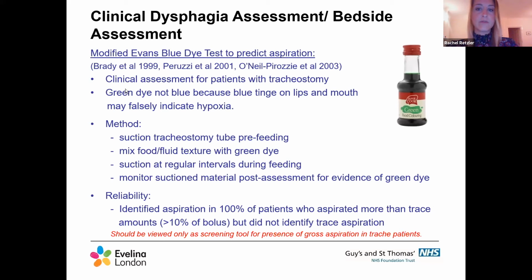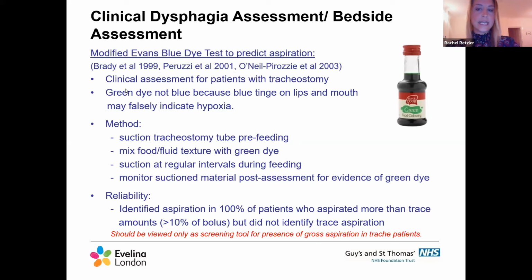So in this, they reported that 50% false negative error rate, and that is dye testing identified greater than trace aspiration, so 10% or more of the bolus, but failed to identify trace aspiration. In a Paeds et al. study, it looked at simultaneous VF and dye testing in 20 subjects, investigating effects of consistency. They concluded that positive results provided useful information, but negative results should be viewed cautiously.